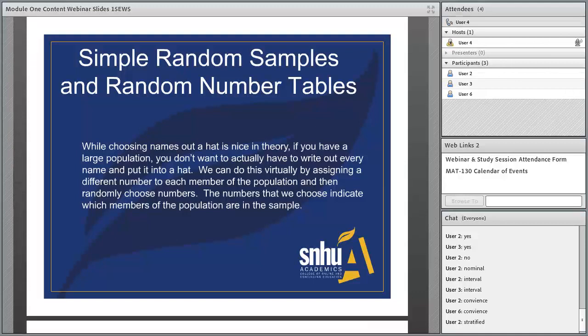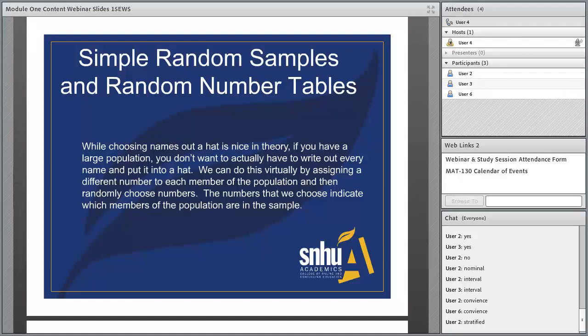Okay, so simple random samples and random number tables. I said, while choosing names out of a hat is nice in theory, if you have a large population, you don't want to actually have to write out every name and put it in a hat. So we can do this virtually by assigning a different number to each member of the population and then randomly choosing numbers. The numbers that we choose indicate which members of the population are in the sample.